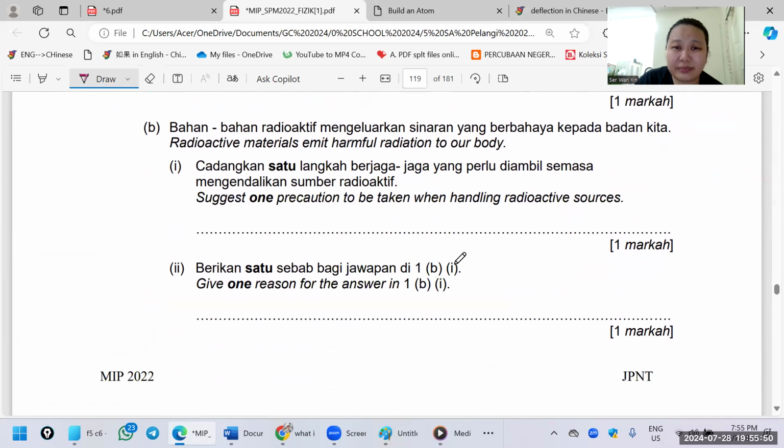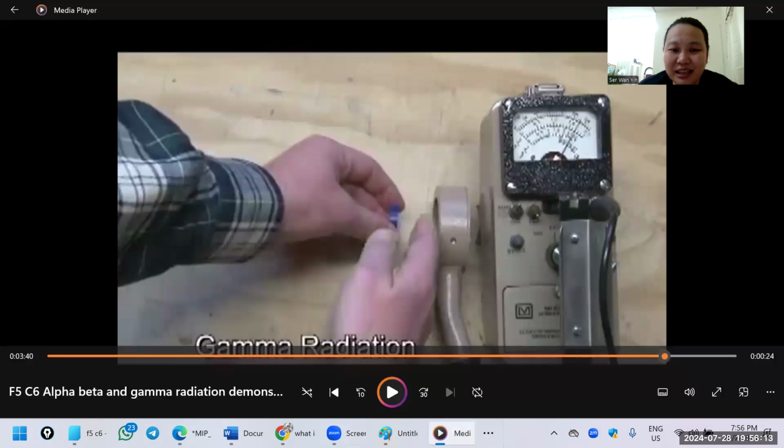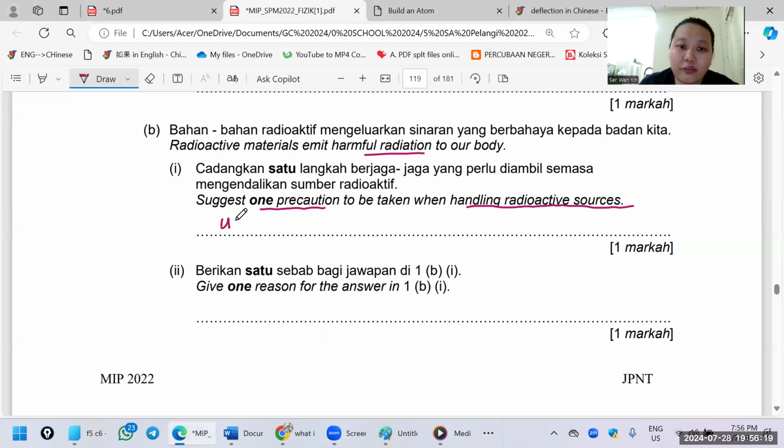Okay, so now radioactive material emits harmful radiation to our body. Suggest one precaution to be taken when handling a radioactive source. Can I say wear gloves? Gloves cannot. I show you what gloves cannot do. Yeah, cannot. So we can say we use forceps. Use forceps. What is forceps? Forceps.